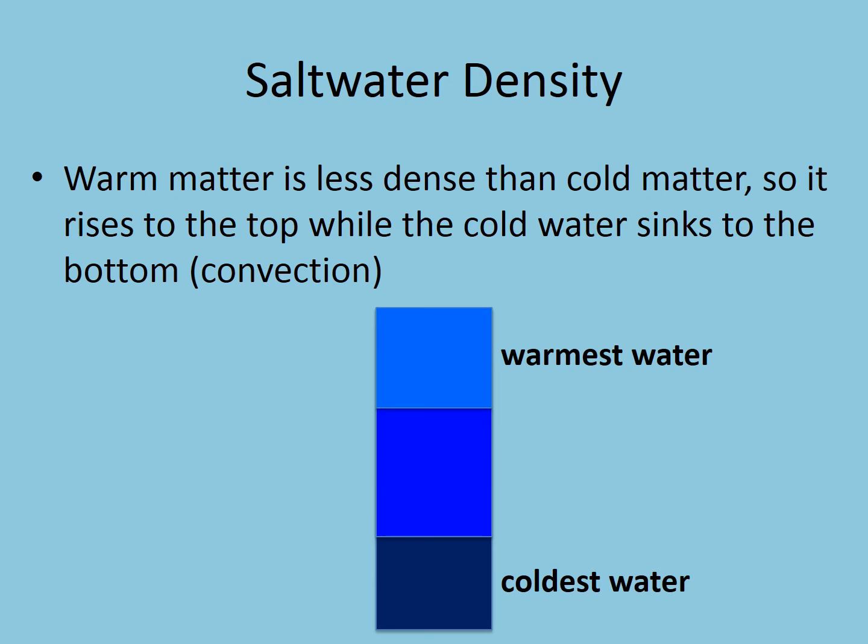Now, this is called convection. And in a normal semester, we would go way, way in depth with it. It's not as important here. We will go way in depth with it when we get to talking about weather. So for now, just understand warm stuff is less dense, cold stuff is more dense, so you would find it down at the bottom.